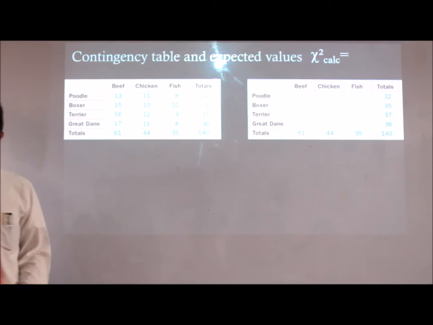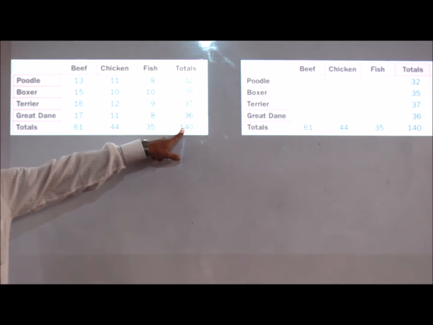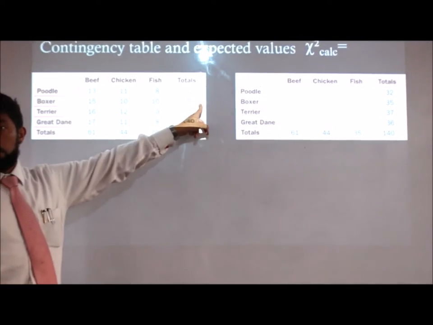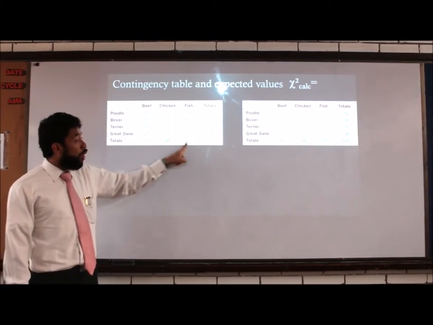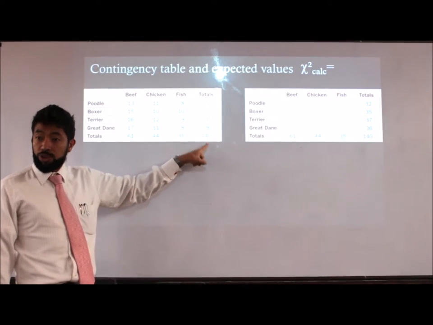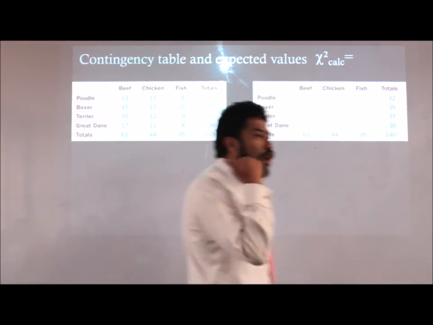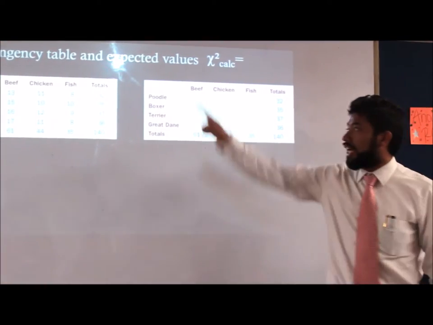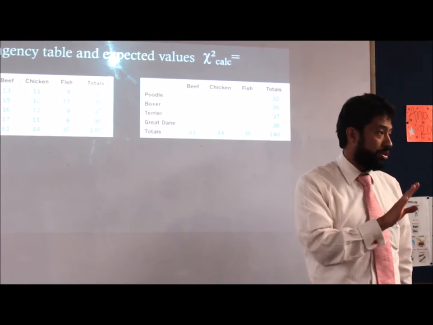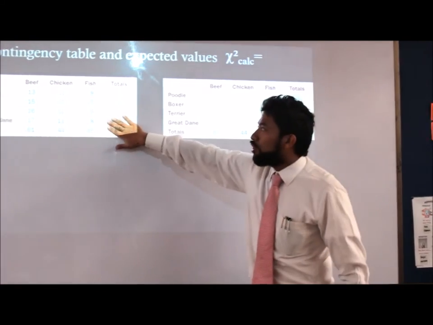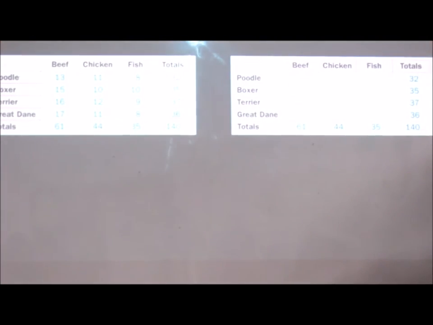With one more column, a column of totals. You add totals per rows, you add totals per columns, and when you add both columns or rows of totals, you must obtain the same number. So when you're performing a chi-square test in real life, if that addition is not the same in both cases, there's something wrong. Now, based on this table, I must construct the expected values table.